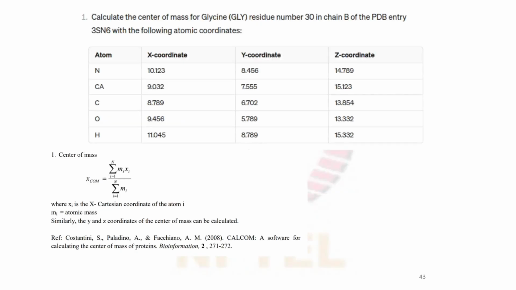Okay, so here is a similar second question for calculating the center of mass of glycine, as in the coordinates given here. The similar atomic masses can be considered: nitrogen 14, carbon 12, oxygen 16, and hydrogen 1.